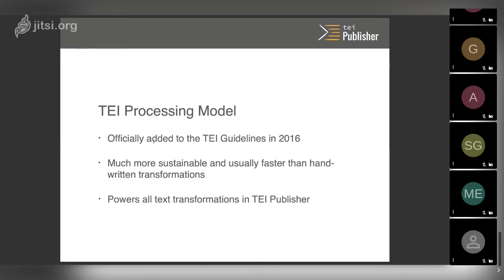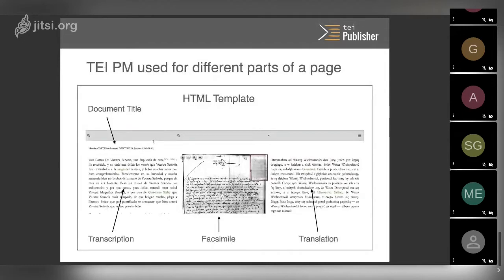If you look at the typical page within TEI Publisher, so any of the examples, what I show here is a letter from Hernán Cortés to Johannes Dantiscus. As you can see, it has multiple parts being shown. What we have top left is the document title, which is rendered via the TEI processing model. Another part is the transcription shown to the left. Then we have a facsimile of the letter. And to the right, we have a translation.